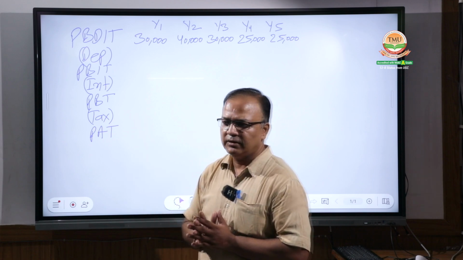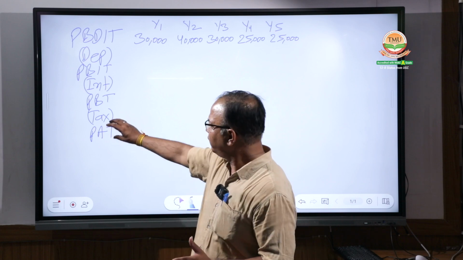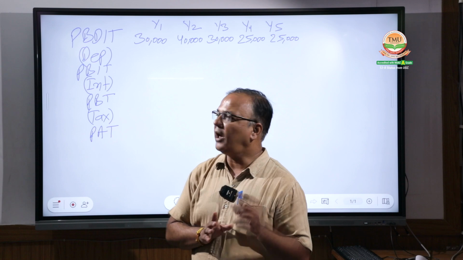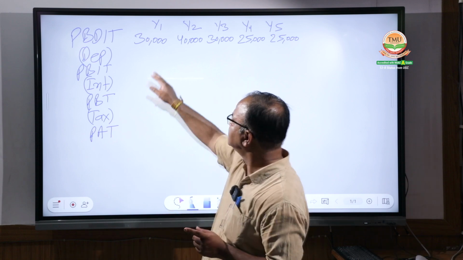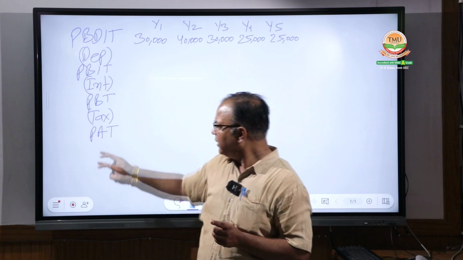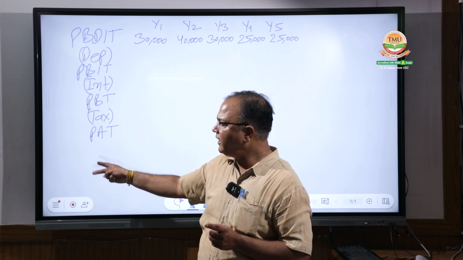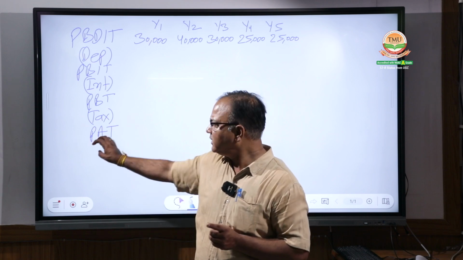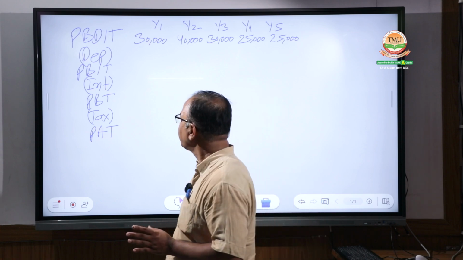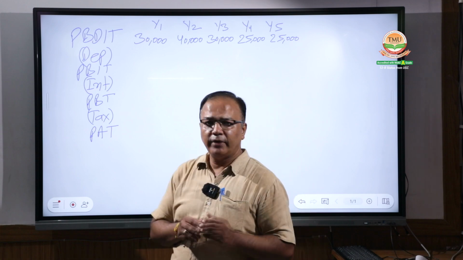In this question, because we had to calculate accounting rate of return, we need PAT. But in another question, if you need cash flow after tax and the figure given to you is PBDIT, then you can convert it by adding depreciation in PAT. If you add depreciation in PAT, the figure which you receive will be cash flow after tax.